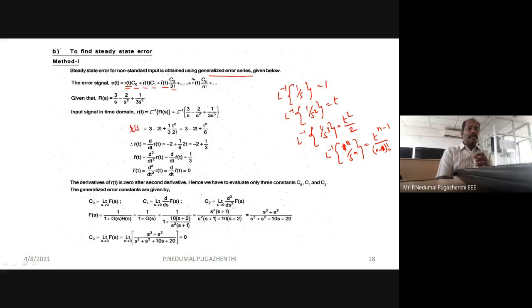So r(t) is this one: finally 3 - 2t + t²/6. If you want r dot, what do you normally do? You differentiate with respect to t. r(t) = 3 - 2t + t²/6. What is r dot of t? The constant becomes 0. Differentiating the second term once gives minus 2, and differentiating the third gives 2t divided by 6. So you get r dot(t) = -2 + t/3.